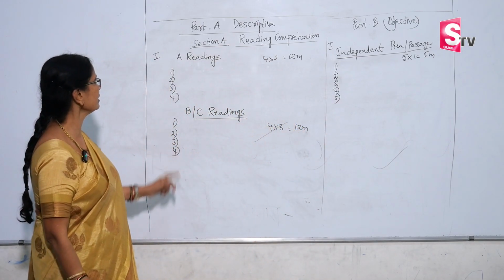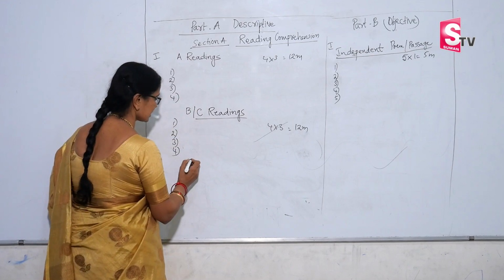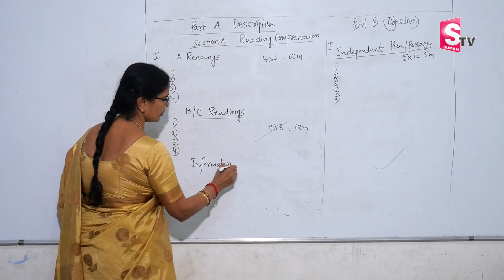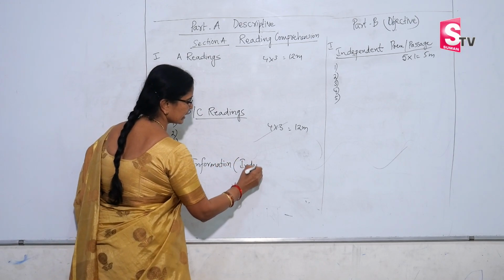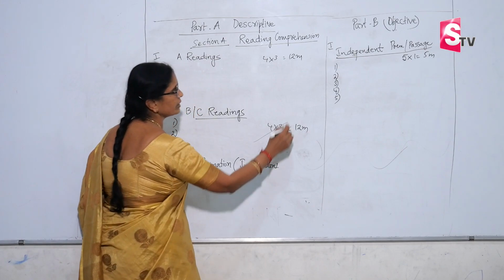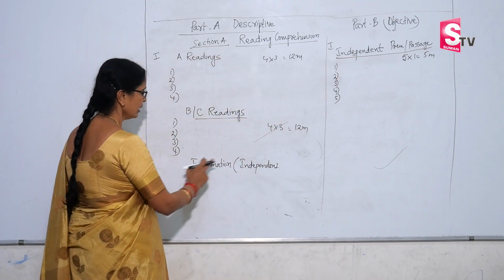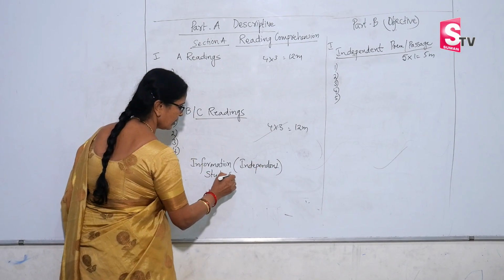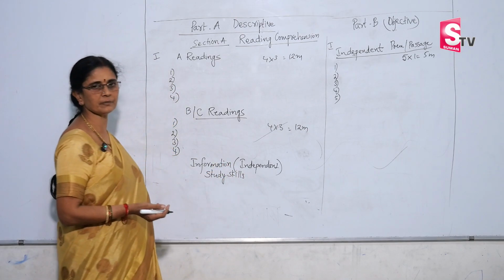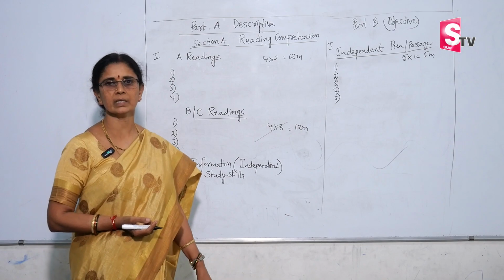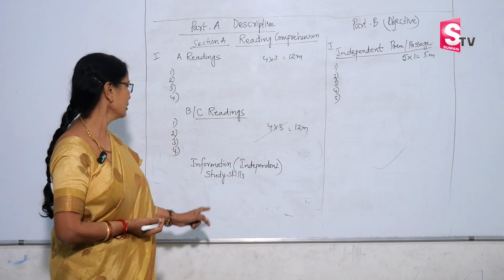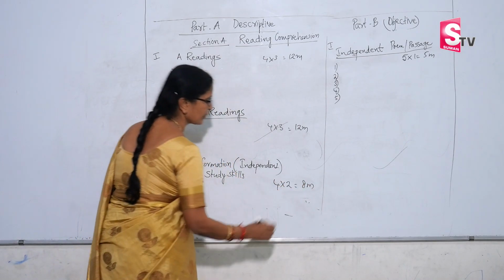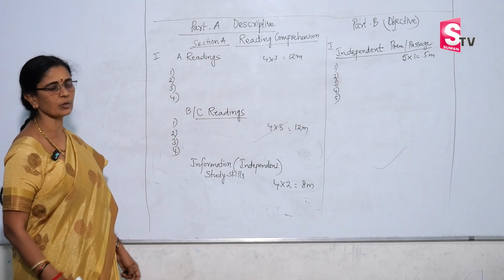Now coming to the next one, that is study skills, informative skills. Information will be provided, but this is independent, not from the textbook. This is called study skills. Now under study skills, you have table, graph, pie diagram, bar graph, pie chart or tree diagram. So here also 4 questions will be there and each carries 2 marks, that is 8 marks. So all these come under reading comprehension.